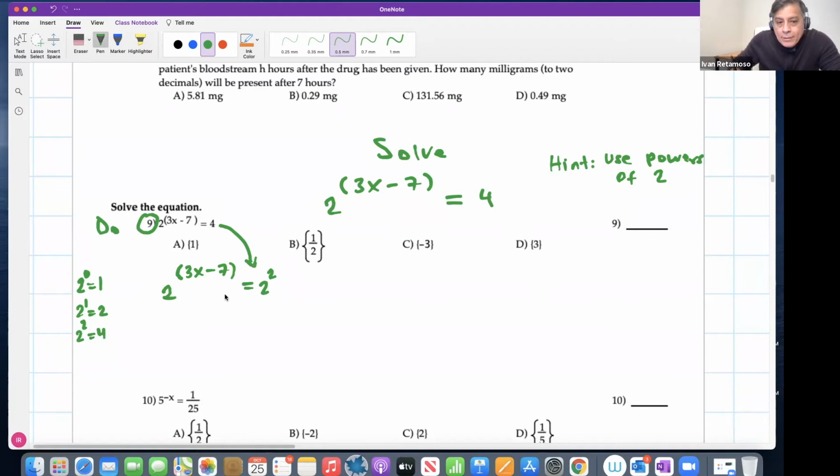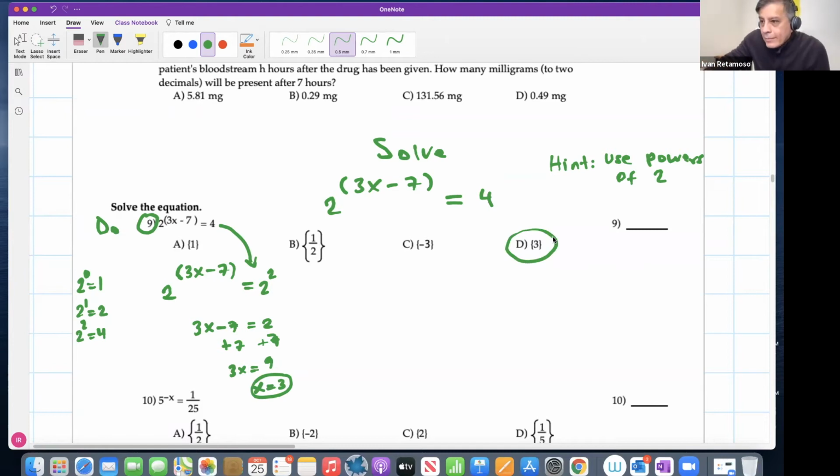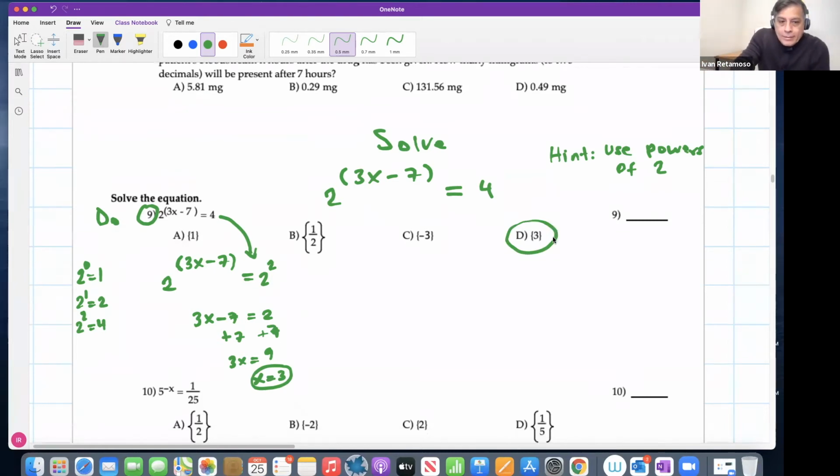Now, to equal bases corresponds equal exponents, right? Because exponential functions are one-to-one. So we forget about the bases, we set the exponents equal to each other. From there, not hard to see, guys, that 3x equals 9, right? And dividing by 3 both sides, x equals 3. Excellent. That's for 9. What about number 10?